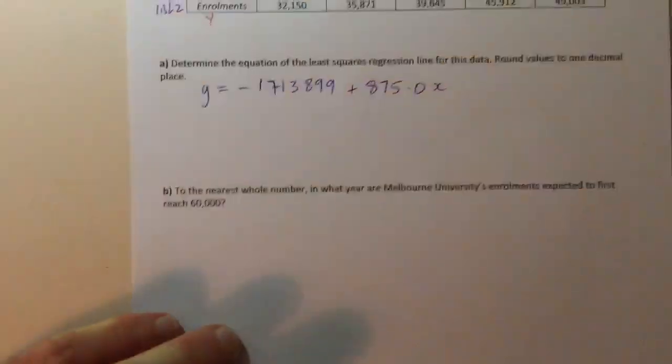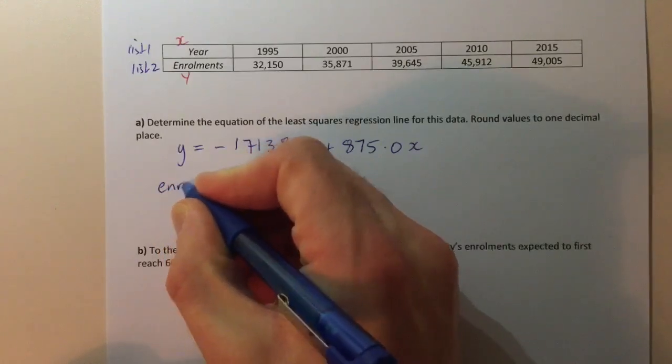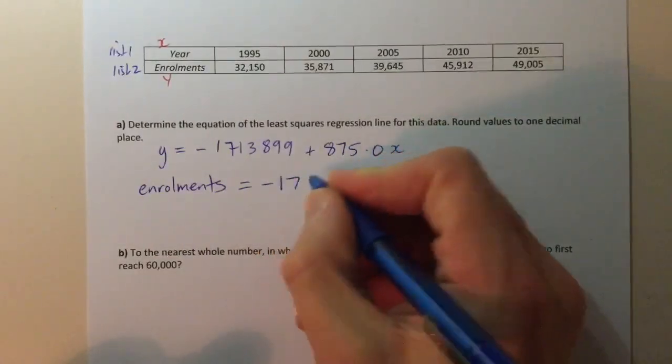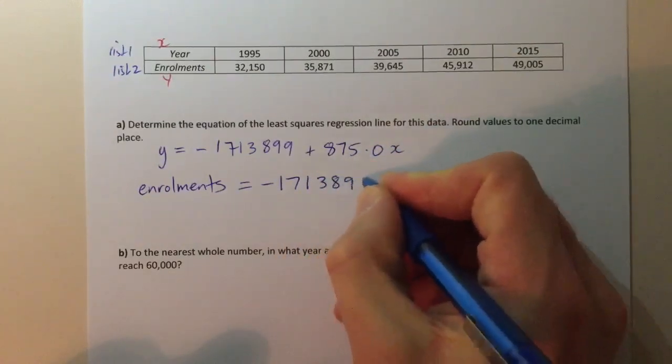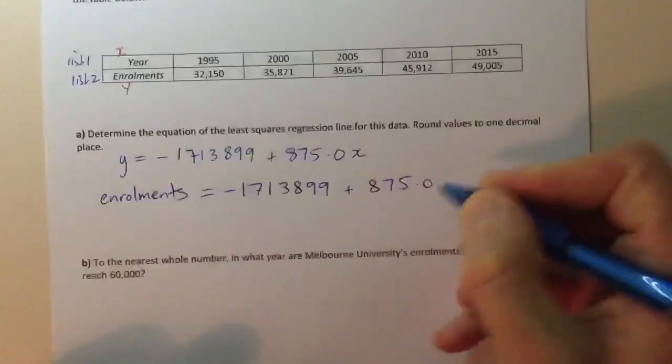Okay, but we know that y and x actually have names here. Y is enrolments, and x was the year.